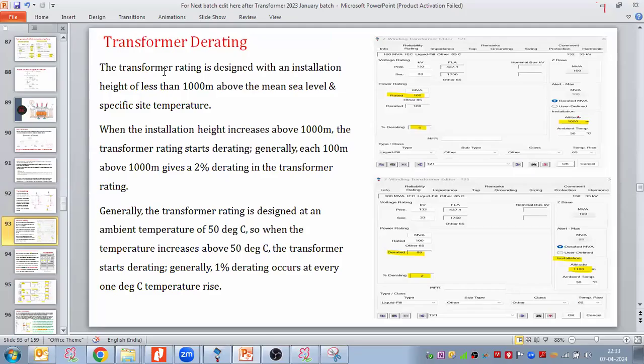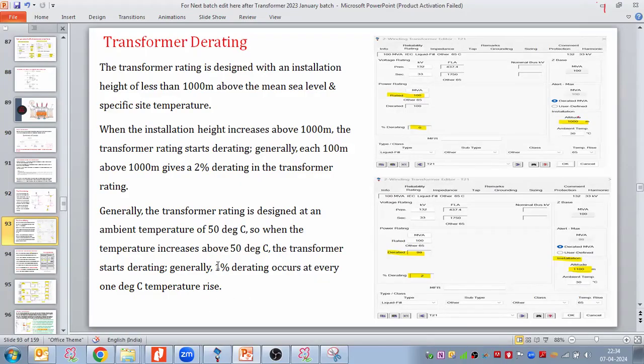Coming to the next. The transformer rating is designed with an installation height of less than 1000 meters above mean sea level and a specific site temperature. When the installation height increases above 1000 meters, the transformer rating starts decreasing, derating. Generally, each 100 meters above 1000 meters gives 2% derating. The transformer rating is designed at an ambient temperature of 50 degrees Celsius. When the temperature increases above 50 degrees Celsius, the transformer starts derating. Generally, 1% derating occurs at every 1 degree Celsius temperature rise.